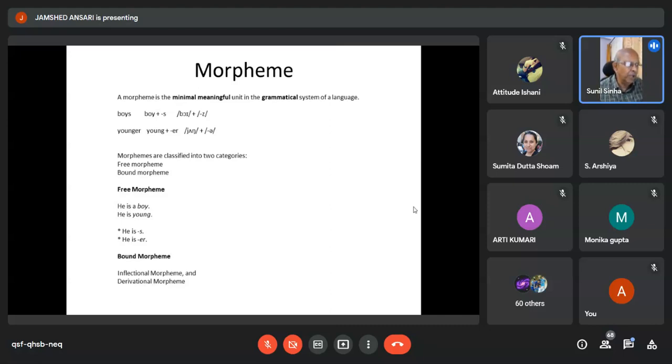Free morpheme: he is a boy, he is young, but you can't say he is S or he is a. So this is wrong. And the star, I have given a star before, he is S. A star does not have any good meaning here. A star means ungrammatical. So he is S is ungrammatical. He is ER is ungrammatical. But he is a boy, he is young, these are grammatical sentences. Is that clear?